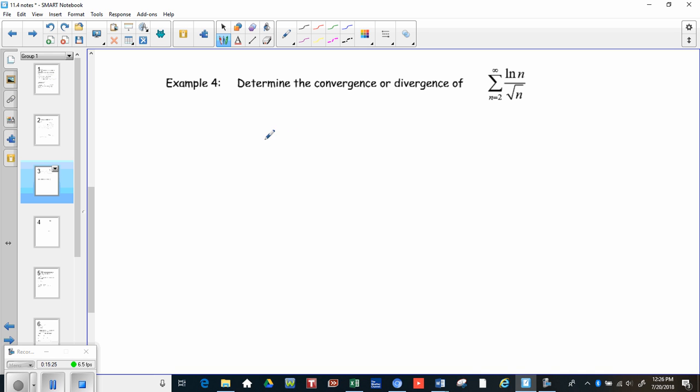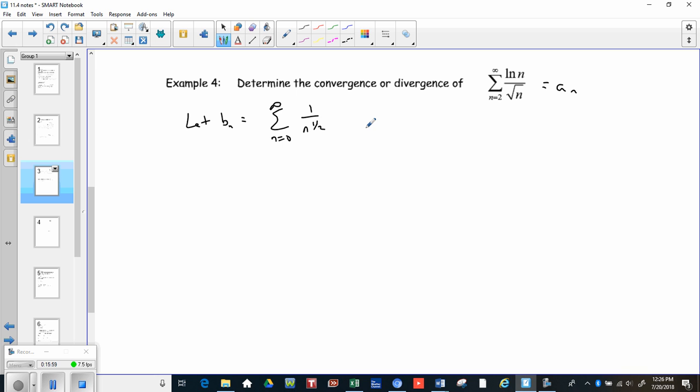All right, let's determine the convergence or divergence of this one. Okay, this one's a little bit different because we have a numerator here which isn't constant. We're still going to call it a sub n. The dominant term in the denominator still looks like it's an n to the, in this case, 1/2 power, right? So we're going to let b sub n equal the sum of 1 over n to the 1/2 power.